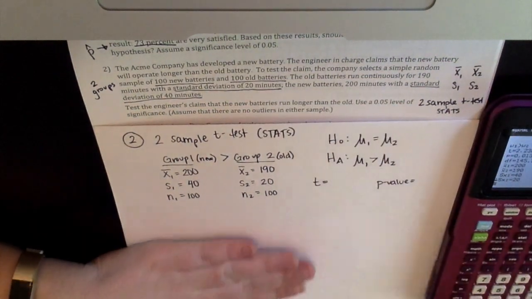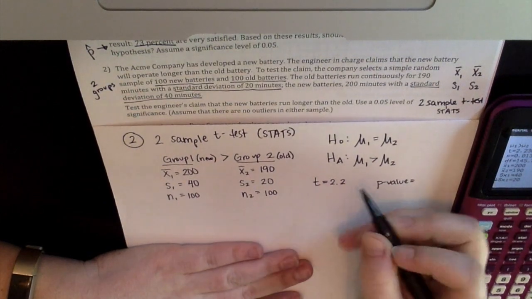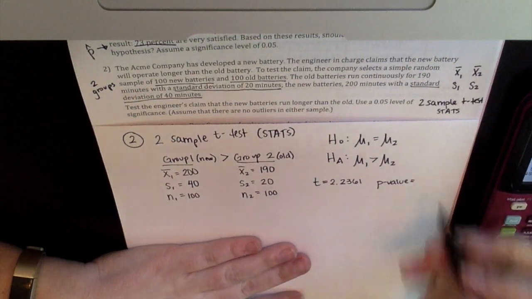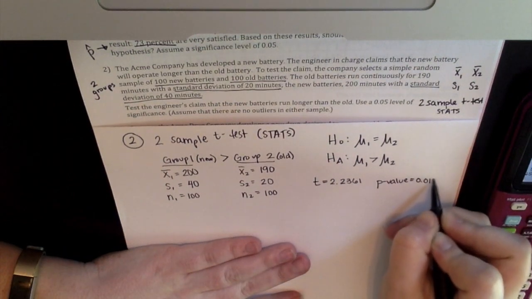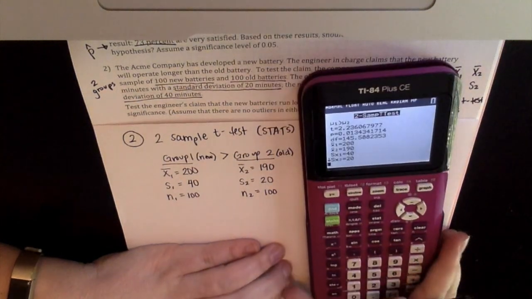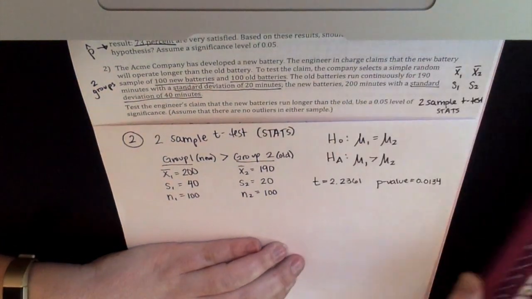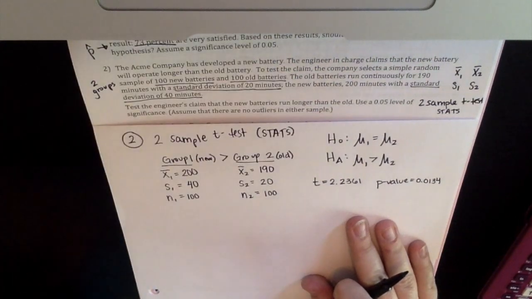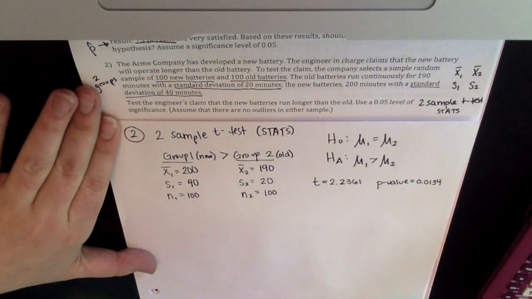So I'm going to record my t. It's 2.2361, and my p-value is 0.0134. Okay, so go ahead and take a look if you need to at my calculator. I'll get that out of the way so we can make our conclusion. Again, here alpha was 0.05 if you go back and read the problem.